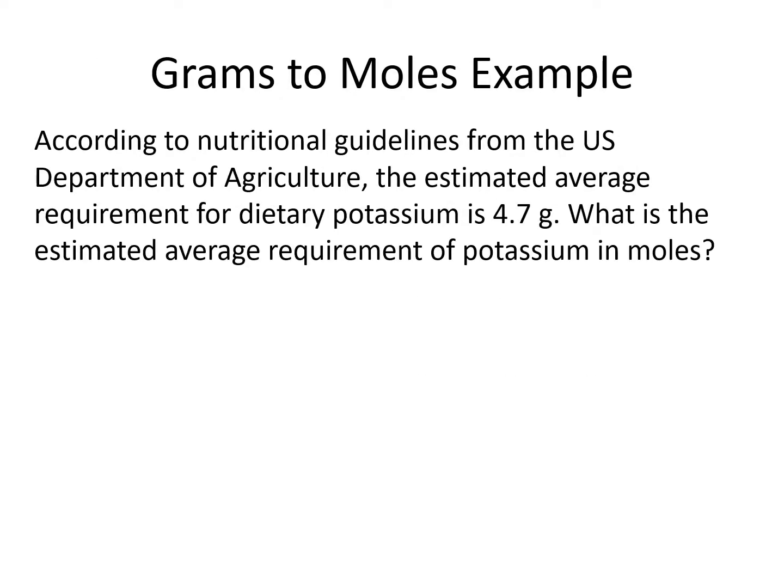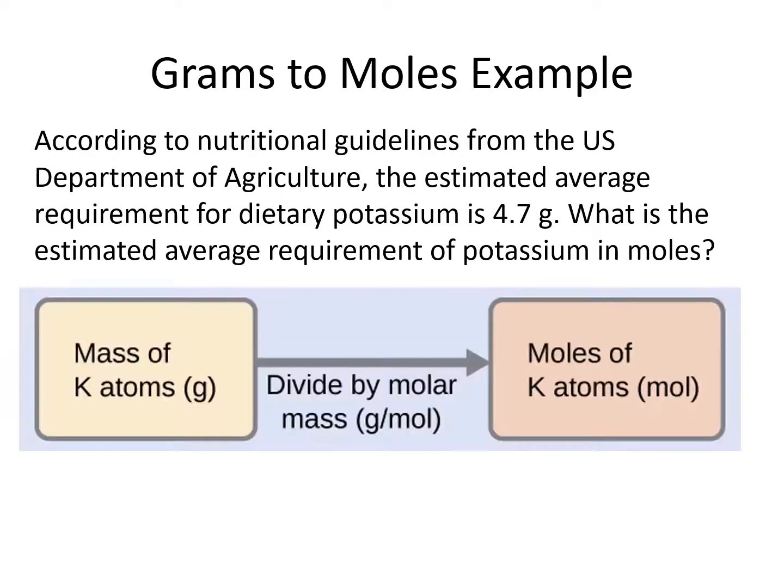In this example, we are given 4.7 grams of potassium and asked to turn it into moles of potassium. We will be taking the mass of potassium in grams and dividing by the molar mass of potassium to get moles of potassium atoms. You don't necessarily need to memorize that going from grams to moles is dividing by molar mass. As long as you set up your conversion factors properly with your units and fill in molar mass next to grams, you will know whether to multiply or divide.